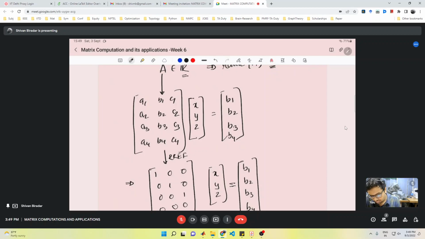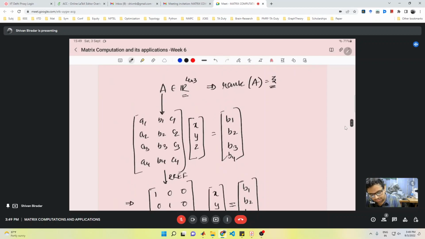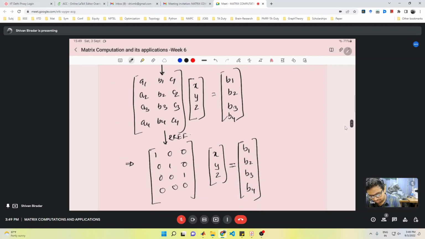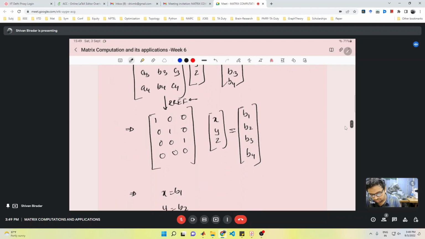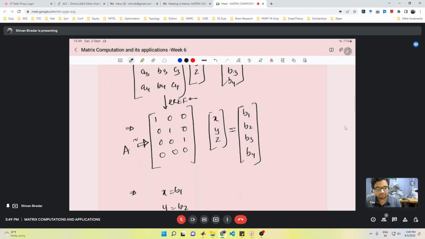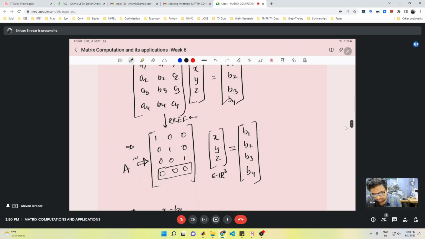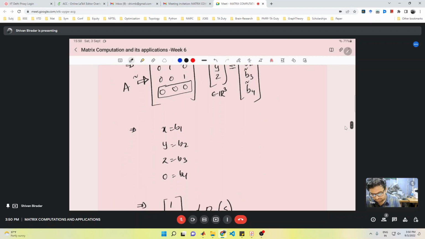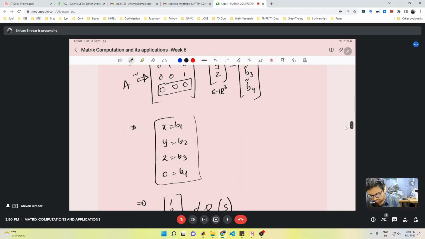Since A is a rank 3 matrix, if we perform a row reduced echelon form, we would get this type of row echelon form corresponding to the A matrix. So we have one of the rows as a zero row, and these are X, Y, Z which belong to R3. So if we multiply this, then we would get B1 tilde, B2 tilde, B3 tilde, and B4 tilde, right? So which means that this is true.